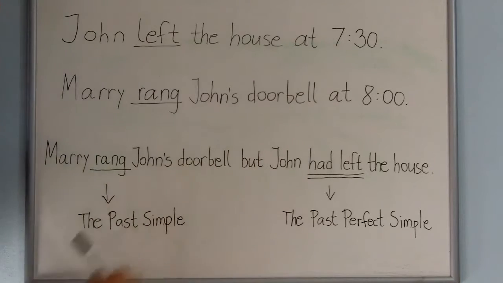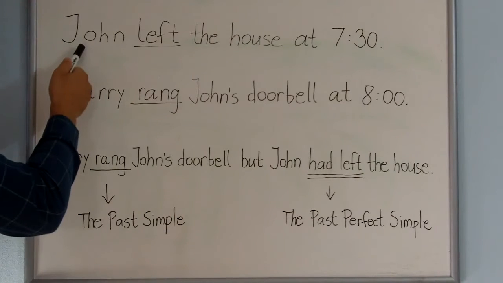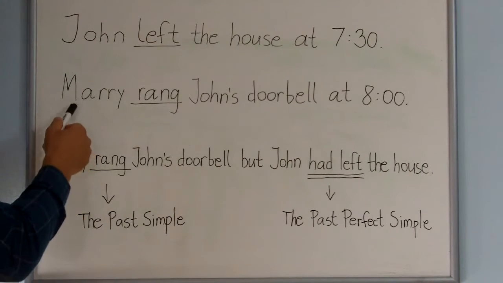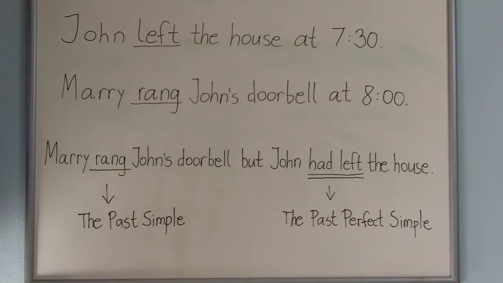7:30. The action that happened first is obviously this one. John left the house at 7:30. The second action is Mary rang John's doorbell at 8. Now we want to combine these two sentences into one. This time, however, we won't use the exact time when the actions took place.